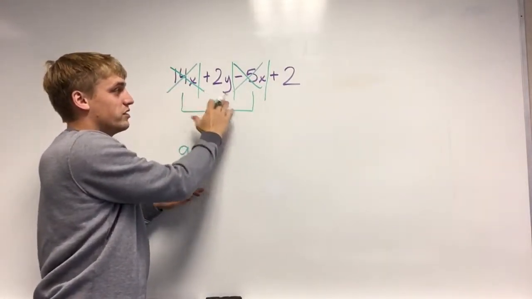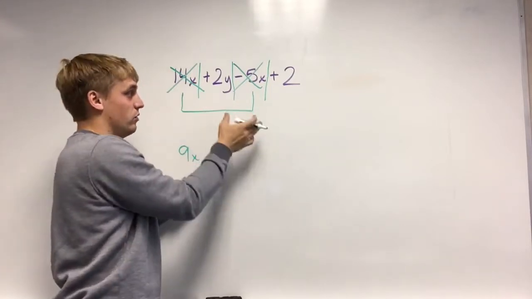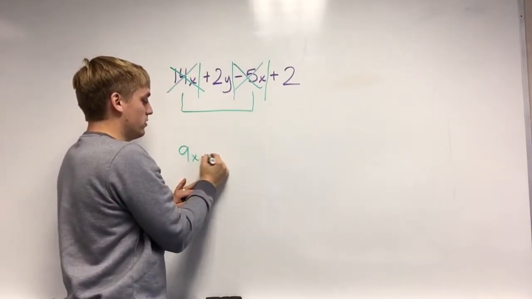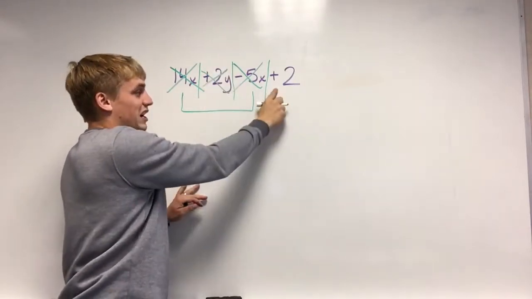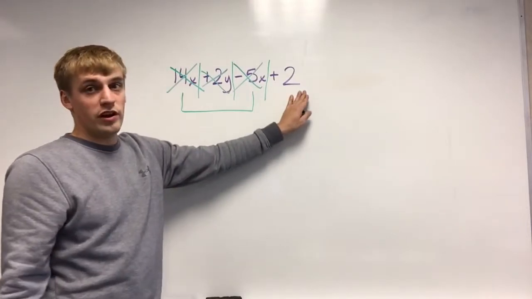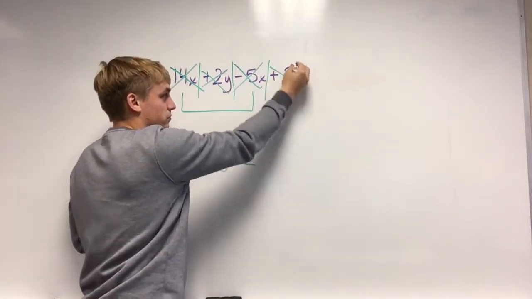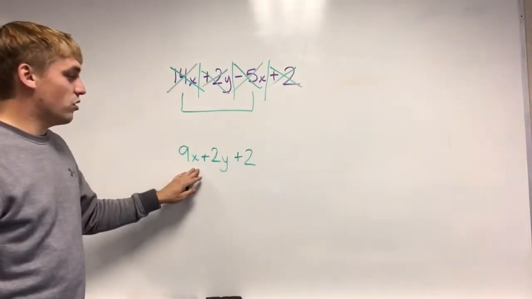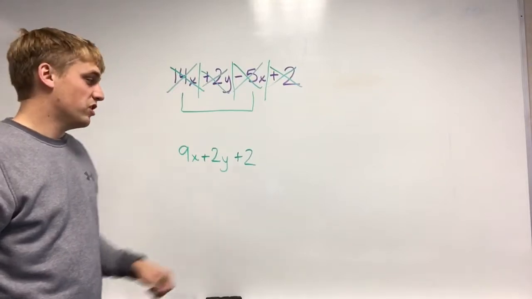Positive 2y. Is there any other terms with a y in it? No, there's not. So I'm just going to bring this second term down. And positive 2. Is there any other terms that don't have a variable on it? Nope. So we're just going to bring down plus 2. So our simplified expression is 9x plus 2y plus 2.